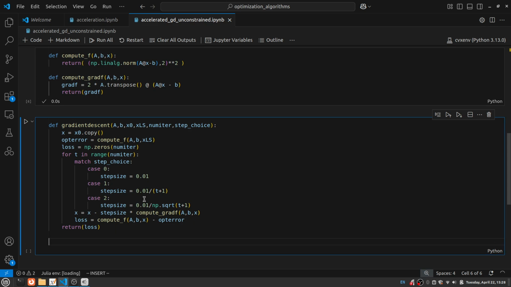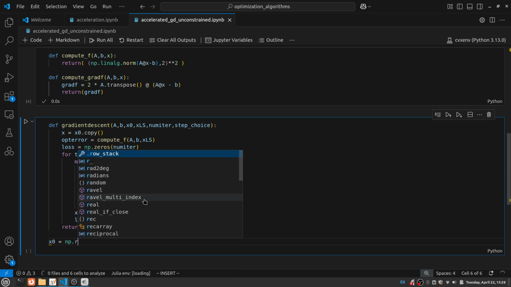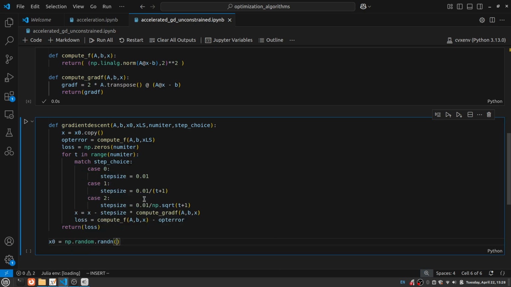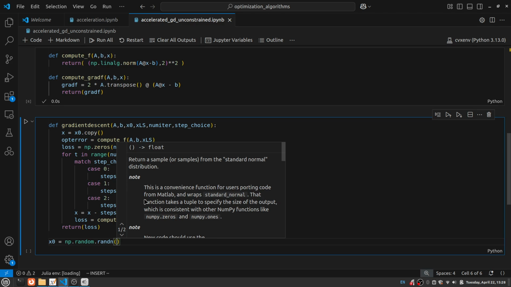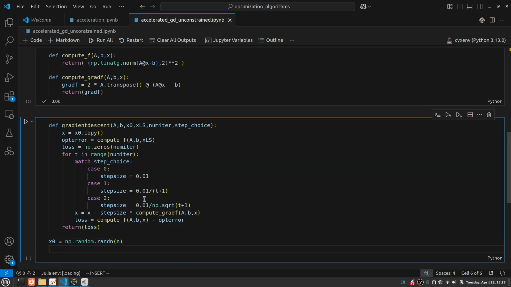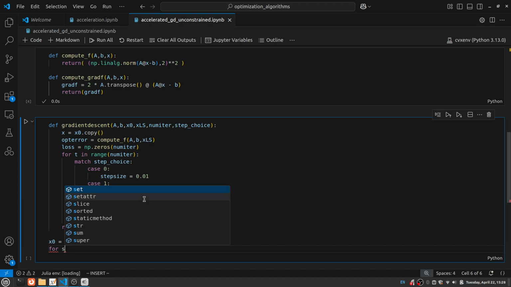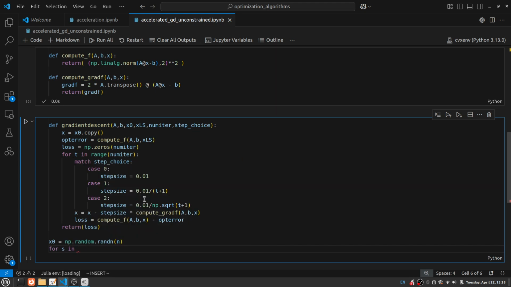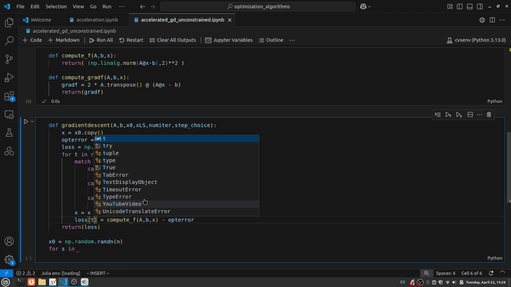That's all right. So let's plot this for some arbitrary x naught. Okay. So I'll pick a random initial point and it will be loss of t. Which one? Correct. That's right.